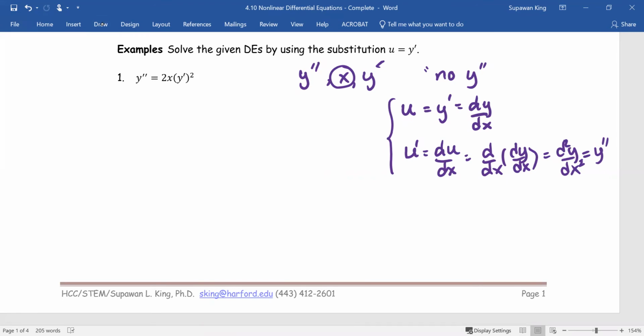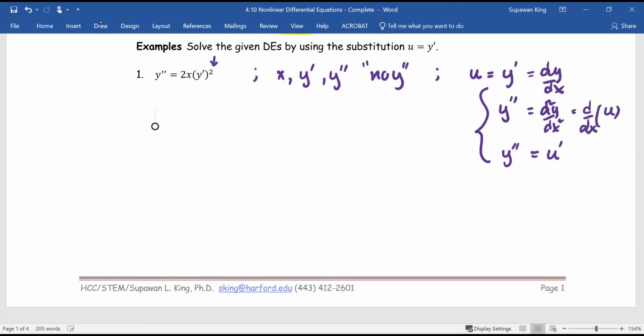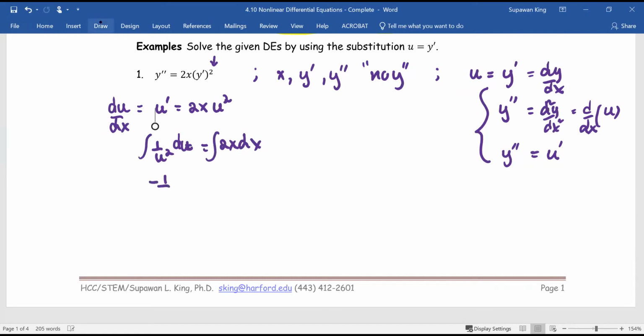Then replace into the equation: y double prime is now replaced with u prime. So u prime equals 2x multiplied by y prime, which is u, to the power of 2, with u prime in the form of du by dx. Use the separable variable technique to solve for u. Then we get 1 over u squared du equals 2x dx. For the antiderivative of both sides, we have negative 1 over u equals x squared plus the first constant of integration.